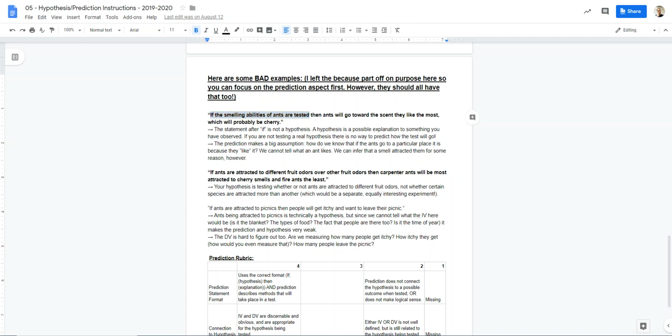The other problem is the liking part, the scent that they like the most. Well, that's not what we're measuring in this experiment. We might be able to make an inference that the ones that they're going to is because they like it, but that's not what we're measuring. So that can't be said in our prediction. The prediction makes a big assumption. How do we know that the ants go to a particular place because they like it? That's not something that we can necessarily measure.